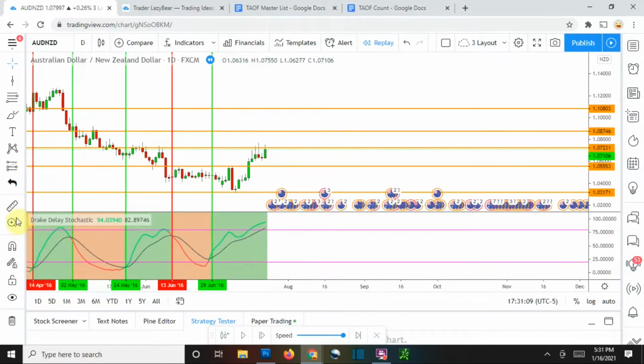So let's see what happens here. We get almost immediate pullback right there. Unfortunately, again, that would have stopped us out.